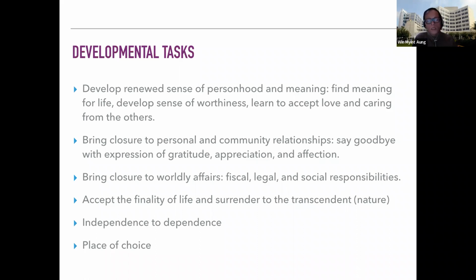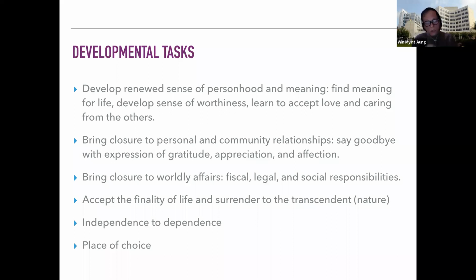Bring a closure of the affairs, not only physical but legal affairs and any other social responsibility, taking care of everything, so that everything is in order.